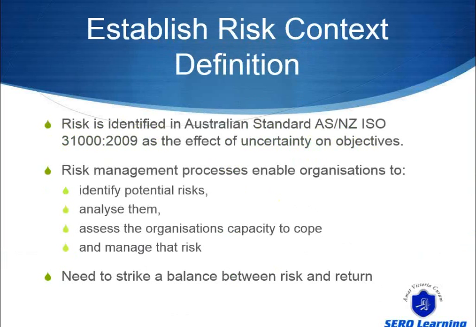Risk is identified in the Australian standard AS/NZS ISO 31000:2009 as the effect of uncertainty on objectives. So a risk management process helps organisations identify the problems, analyse them, assess the organisation's capacity to cope, and then manage that risk. Keep in mind, we need to strike a balance at all times between risk and return.